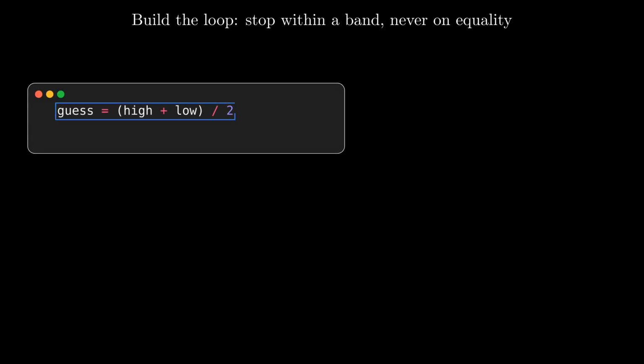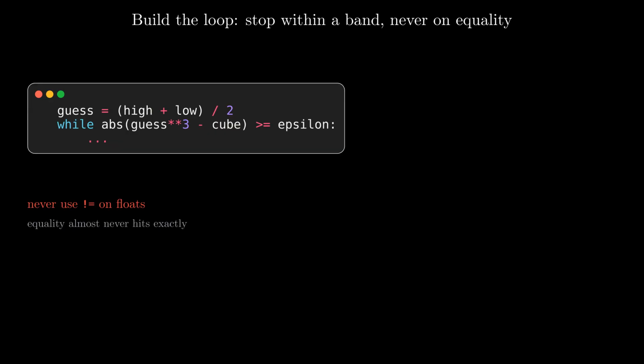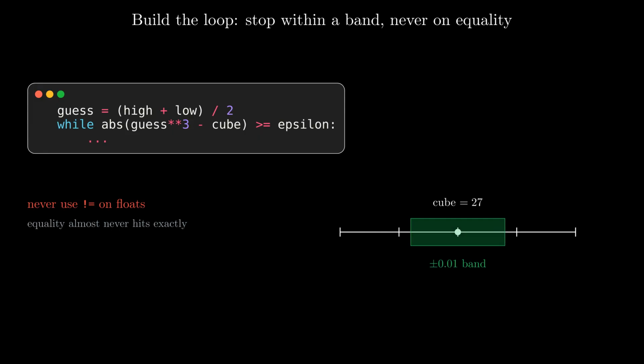Start with a while loop. First define the guess as high plus low divided by 2, the midpoint. The loop runs while the absolute value of guess cubed minus the cube is greater than or equal to epsilon, meaning we are still too far off. Why not stop when that distance is exactly epsilon? Because comparing floats for equality almost never hits exactly. Picture the target with epsilon as a band around it. You keep guessing while the distance is bigger than that band, and you stop the instant you're inside it.